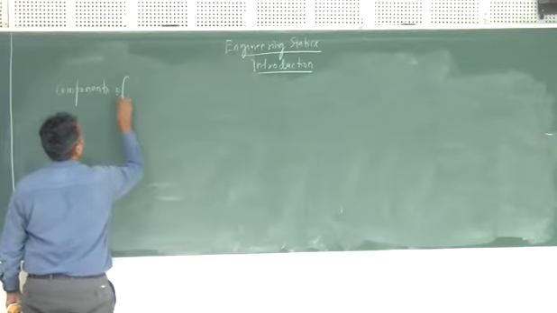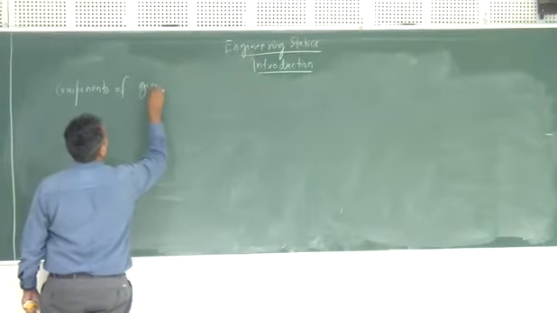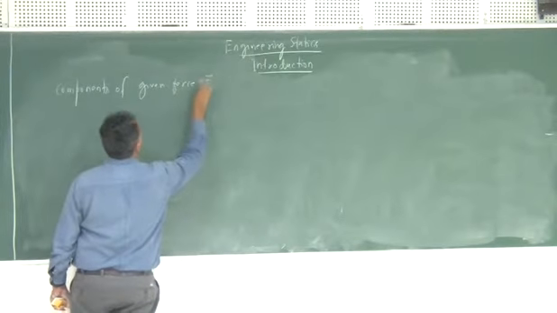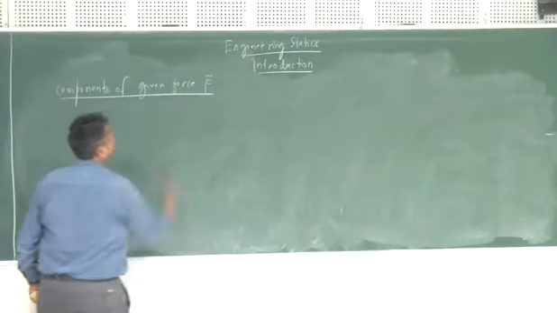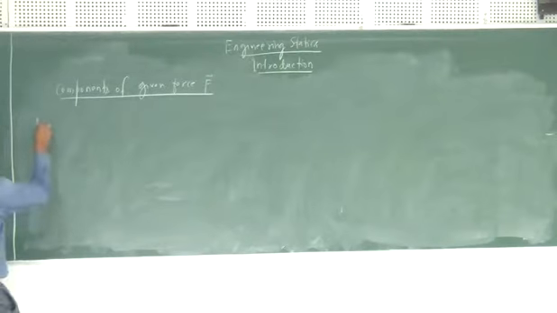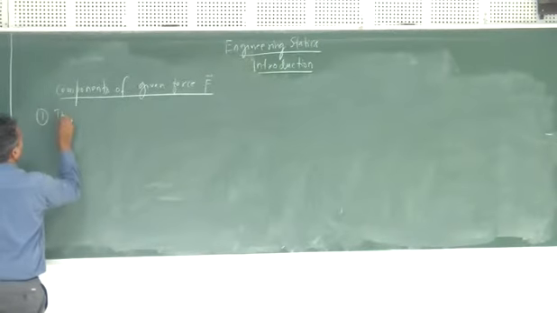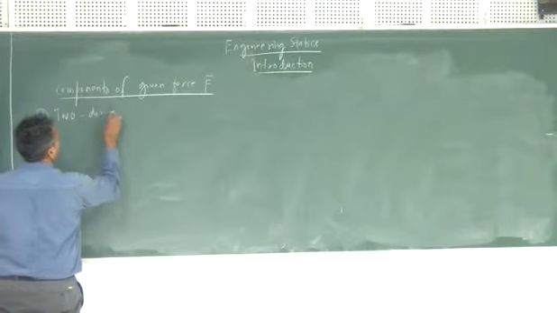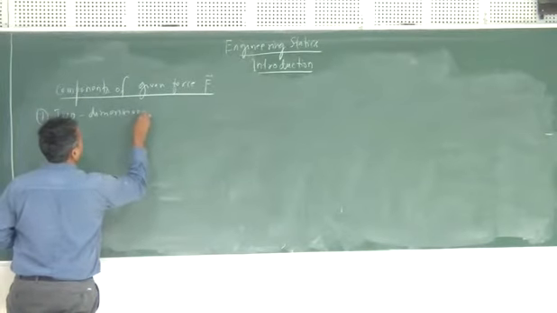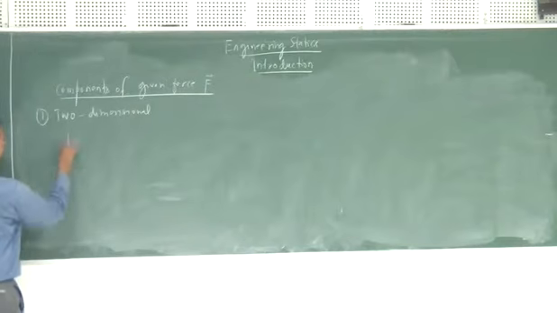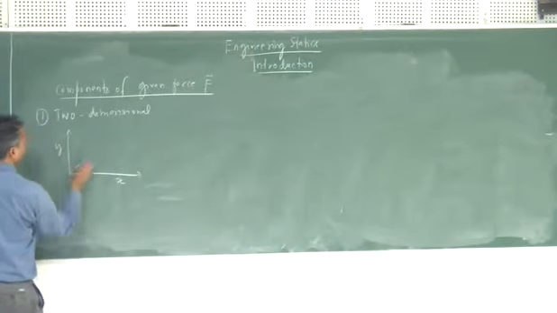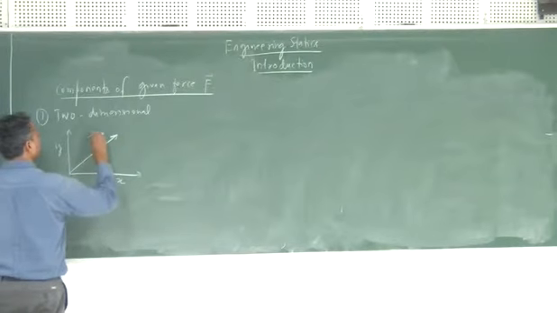Components of a given force. First of all, the two-dimensional form. Two-dimensional. So if you have y and if you have x, you have F given here.